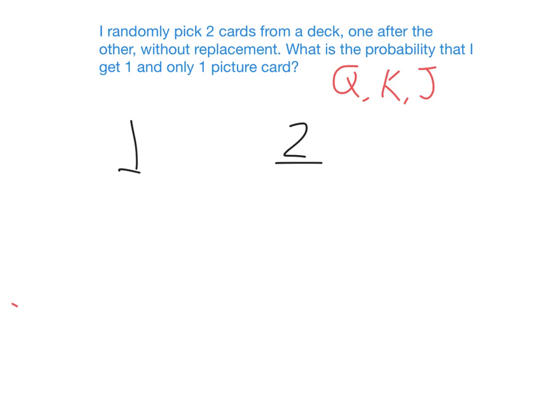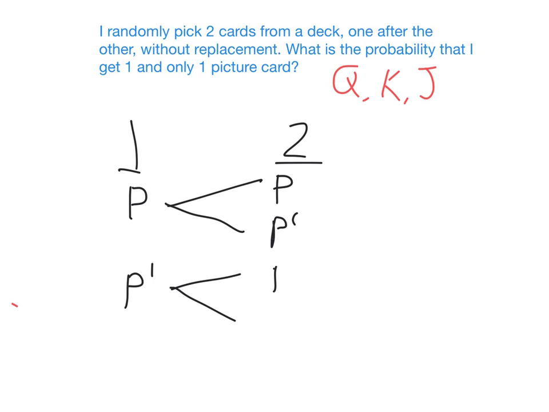There's too many of them. All I'm interested in this question is whether the card is a picture card or not a picture card. So I'm just going to put P for picture card and P complement, which means not P, for not a picture card. And of course, if I get a picture card first time, I could get another picture card or not. And similarly for not P. Okay, now, just like I did in the previous example, I'm going to list the outcomes.